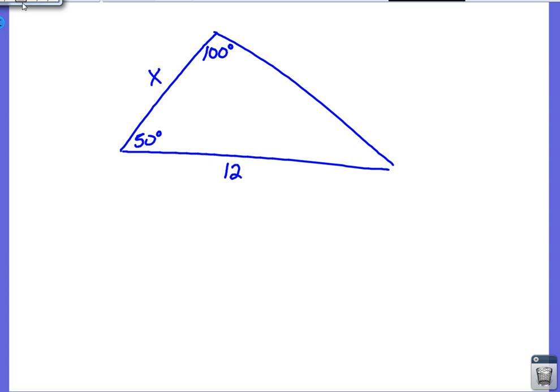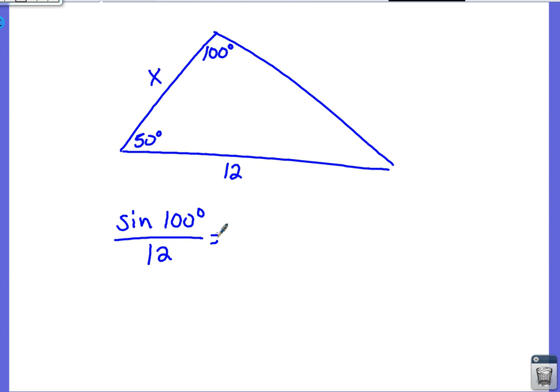SOHCAHTOA only works for right triangles. When you have what's called oblique triangles, you have to use either law of sines or law of cosines. The law of sines says the sine of an angle divided by the side across from it is equal to the sine of an angle divided by the side across from it. A lot of people look at this problem, if I give it to you on the test, and say you can't use law of sines here.